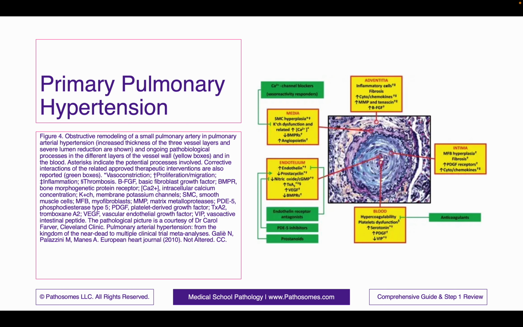And here is an image showcasing various histopathologic changes and proceedings that lead to primary pulmonary hypertension.